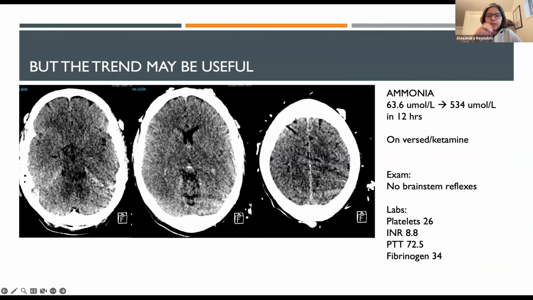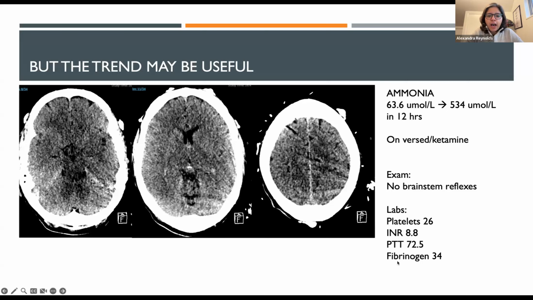So this is a patient with acute on chronic liver failure who had acute hyperammonemia develop within 12 hours, where the ammonia went from 64 to over 500. Unfortunately, this patient was on Versed and ketamine, and even low-dose ketamine in a liver patient can cause you to lose your reflexes just because of the impaired metabolism of ketamine.